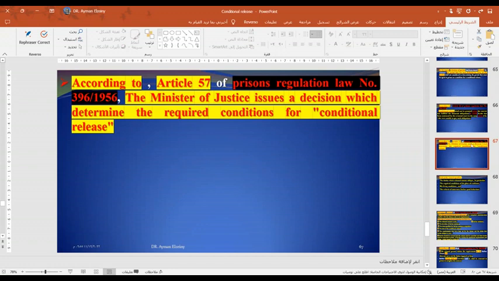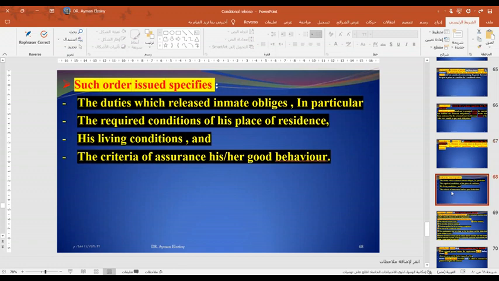So such an order specifies the duties. Okay, these regulations include the duties which the released inmates are obliged to follow, in particular the required conditions of his place of residence, his living conditions, and criteria of assurance of good behavior.